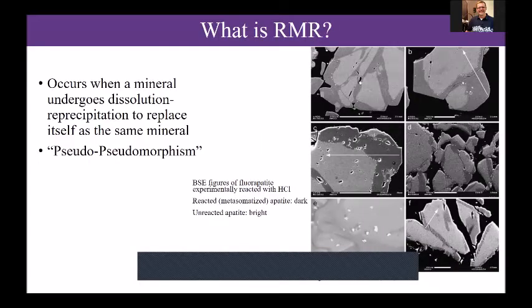So what is RMR? This basically occurs when a mineral undergoes dissolution and reprecipitation to replace itself as the same mineral. You may have heard John Rakoven refer to this before as pseudomorphism, because we have one mineral replacing itself as the same mineral. This is a figure from a Dan Harloff paper, basically showing what RMR is. An example of fluorapatite that has been experimentally reacted with HCl to cause metasomatism. So the apatite that has been altered is the darker color in BSE imaging, and the unreacted apatite is the brighter color.